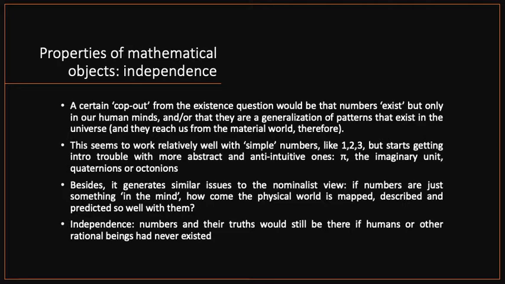I would say that the third property of mathematical objects, besides existence and abstractness, is their independence. That is, numbers and their truths would still be there if humans or other rational beings had never existed. If a meteorite had killed all our mammalian ancestors, my point of view is that it would still be true that 2 plus 2 equals 4, even though there would be no humans to think about it. And 2 would still be a prime number. That is to say, those things would not change just by the fact that no humans developed intelligence and started thinking about mathematics as an area of knowledge.